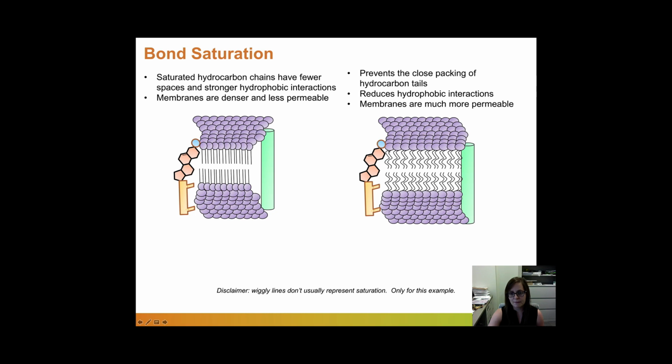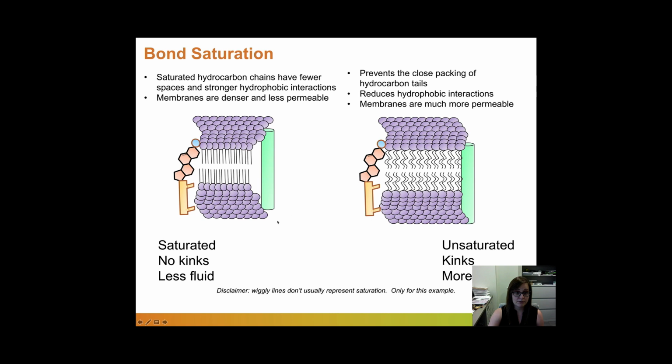If the membranes have kinks in them, or the tails have kinks in them, meaning that they have double bonds or they're unsaturated fatty acids, this prevents that close packing and it reduces the hydrophobic interactions. And so molecules are much more able to get through and the membranes are more permeable. So, disclaimer, the wiggly lines that I've been using throughout don't usually represent anything about saturation. I only used it for this example.